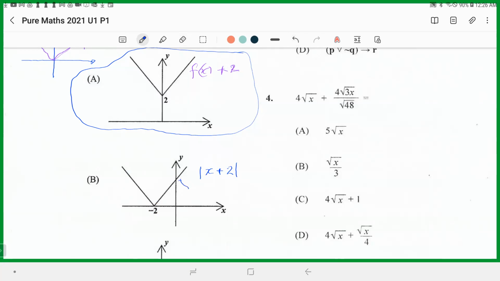What about up here? That is when the x value is 0. So when the x value is 0, you're going to get the modulus of 2, which is 2. When the x value is 0 right there, that is 2. So it kind of corresponds, right? So that is basically it. And if you give it other values, you'll see.